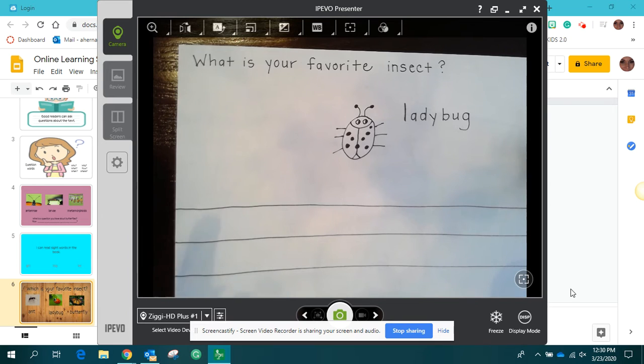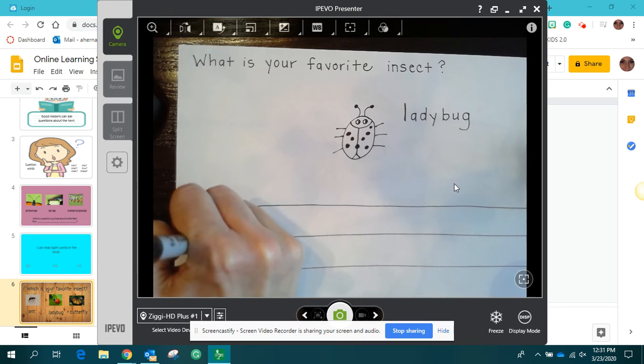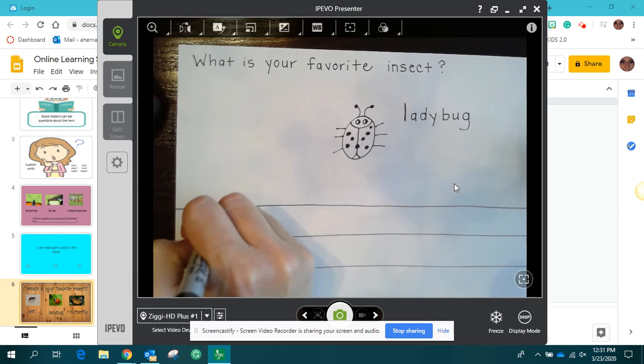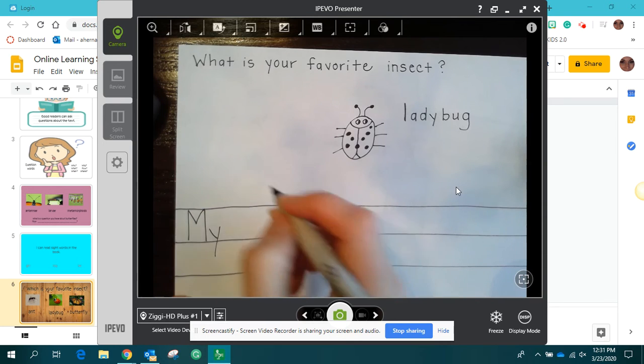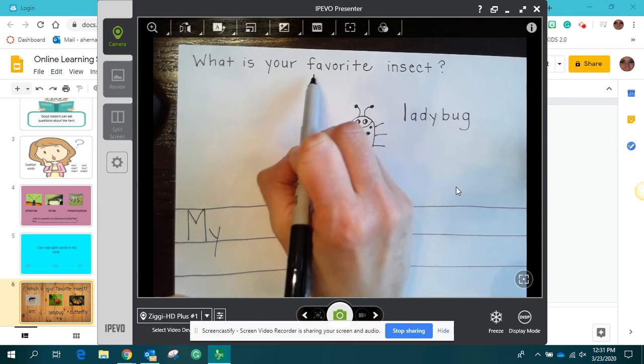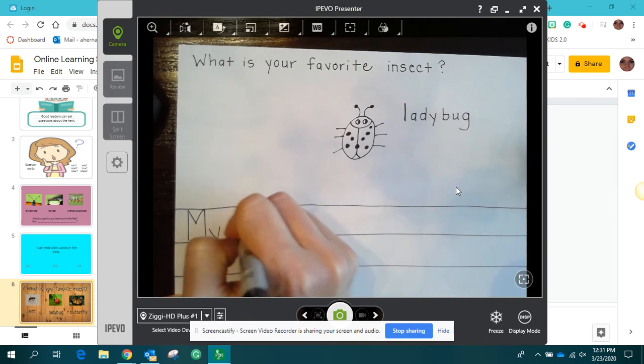But when it's your turn to draw and write about your favorite insect, I want you to go a little bit more and add a setting and give me some more details. Okay? So I'm going to begin my sentence. My favorite insect is a ladybug. So I'm going to start with a capital letter. My, that's a sight word, M-Y, my, finger space, favorite, that's a big word, but I see it up here on my paper, so I'm going to copy that.